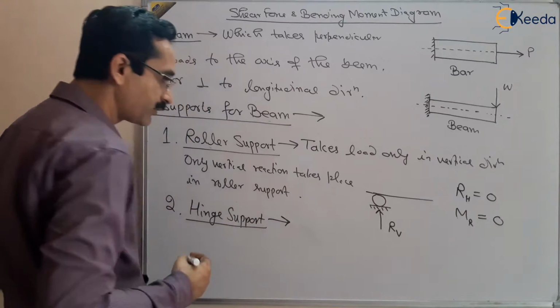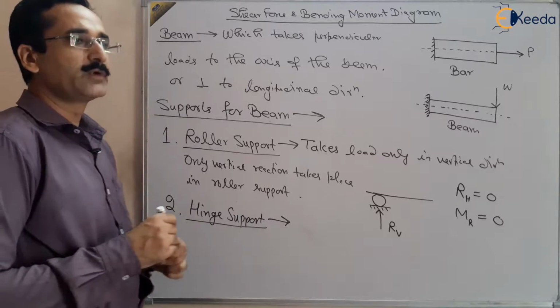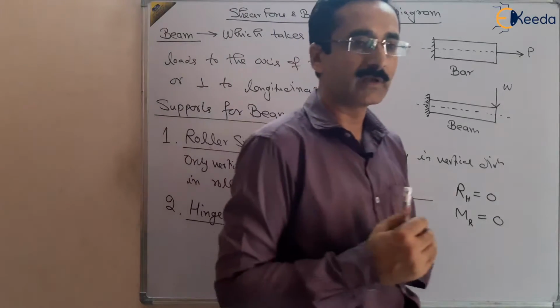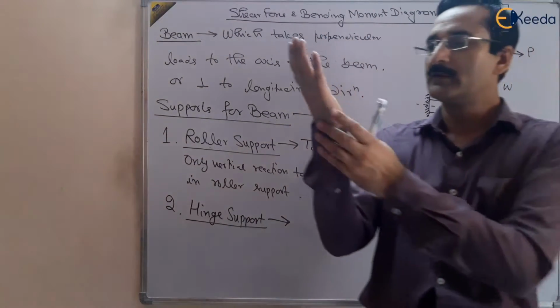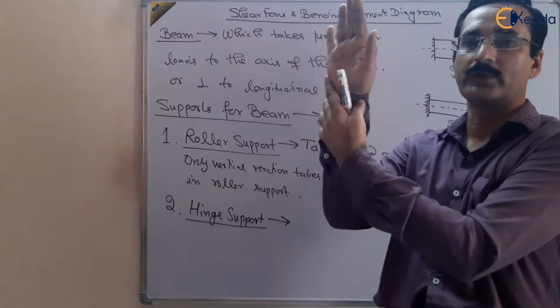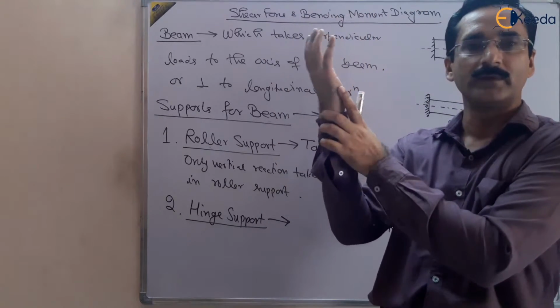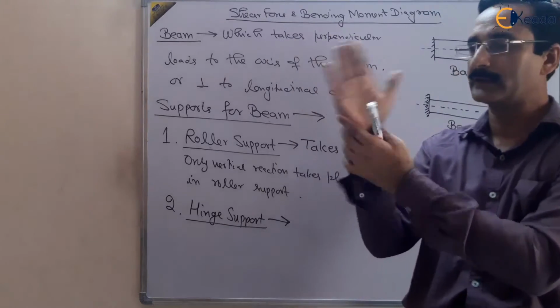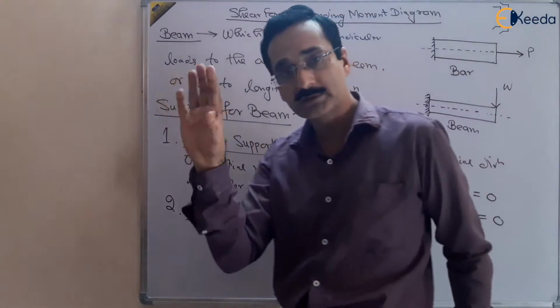What is a hinge support? Hinge support is in our doors, also in our almirahs, where we can rotate the door of the room or almirah in this direction, right? So it means it can rotate.